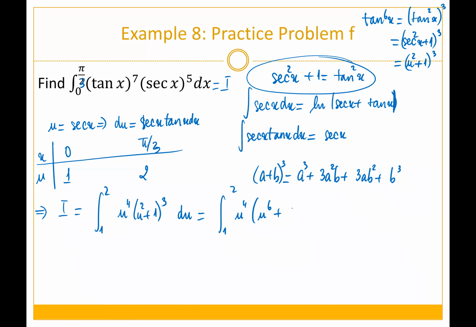u to the 6th plus 3u to the fourth plus 3u squared plus 1, because b here is just going to be 1. So now just distribute them in and solve for it.